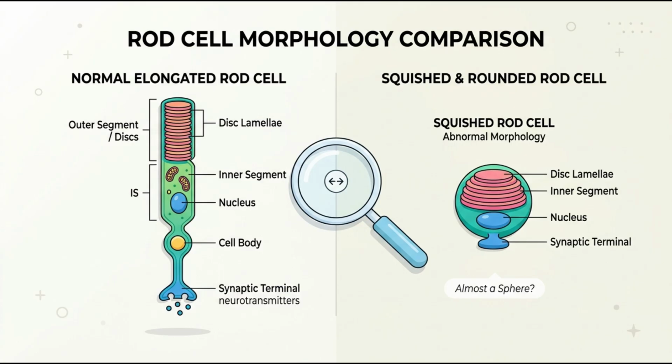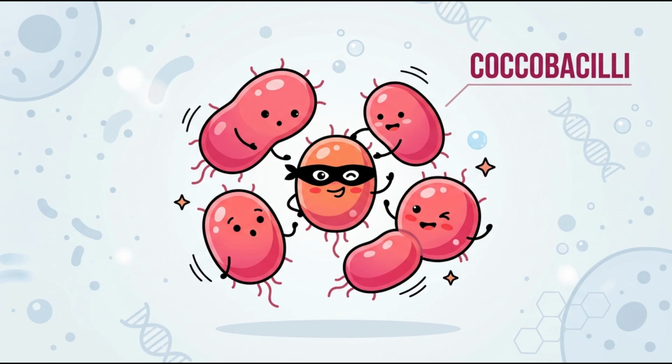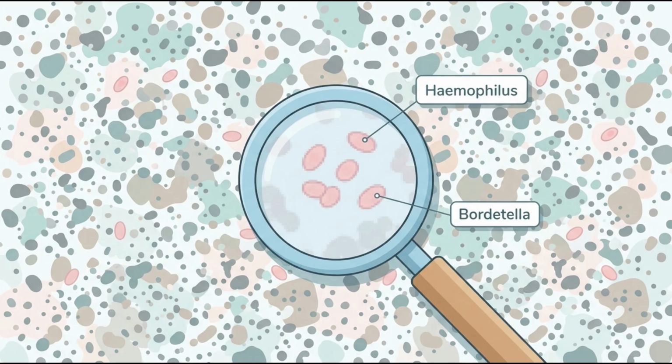Next, some rods are so short they look round. These sneaky in-betweens are called coccobacilli. Easy to miss. Haemophilus and Bordetella love hiding in this disguise.